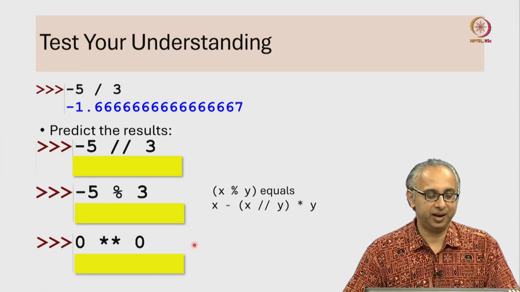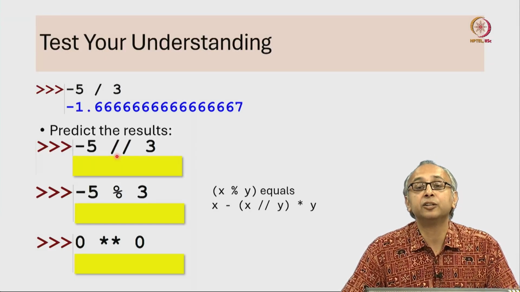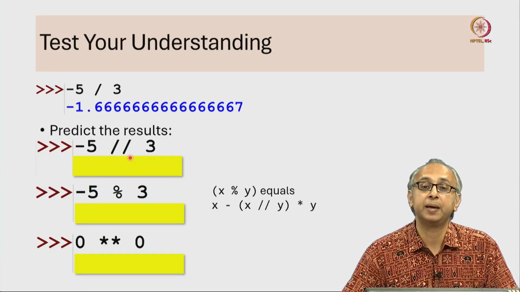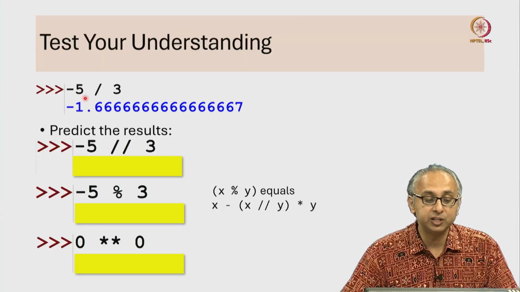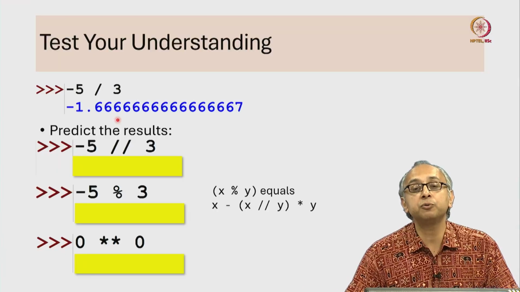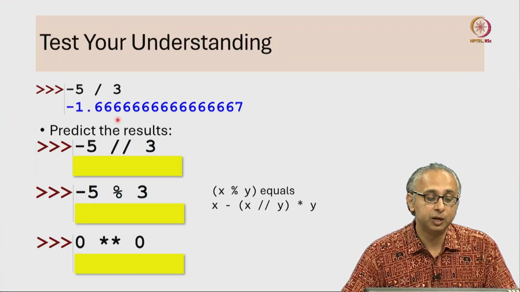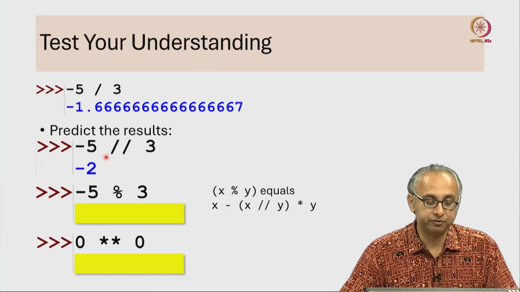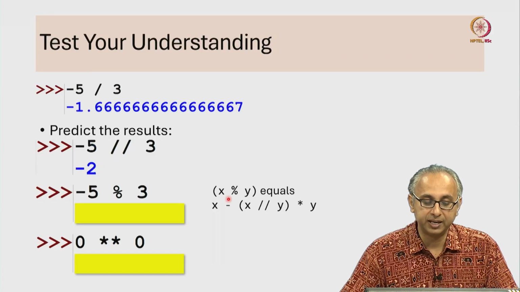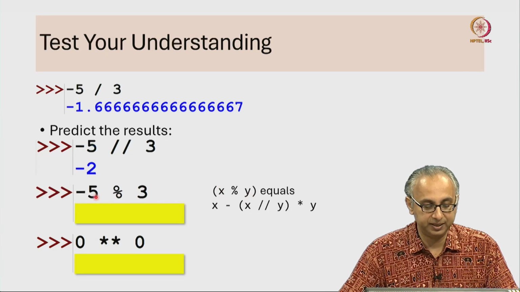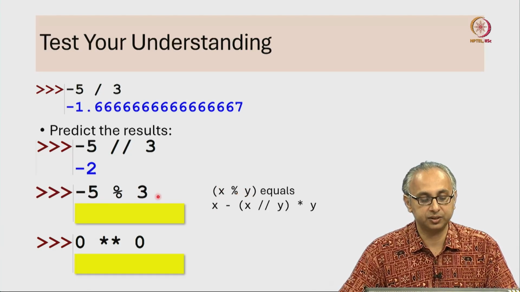Let's see what the answers are. We have said that floor division always rounds downwards towards negative infinity. So if minus 5 true division 3 is minus 1.6, when we round downwards towards minus infinity, we will get minus 2. Now, if minus 5 floor division 3 is minus 2, let's try and understand what minus 5 remainder 3 will be. So here x is minus 5 and y is 3.